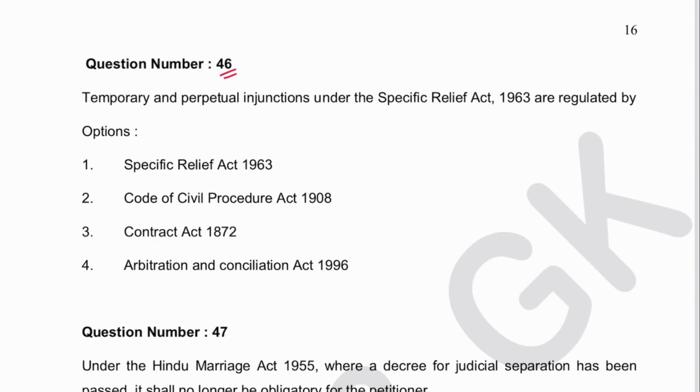Next is 46. Temporary or perpetual injunctions under Specific Relief Act are regulated by CPC. 2 is the answer. Section is 37. How is it regulated? By order 39, temporary injunctions.